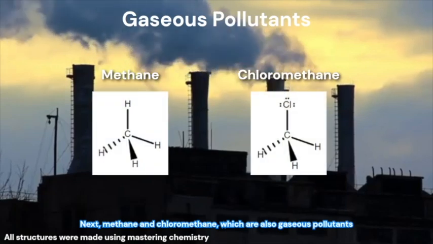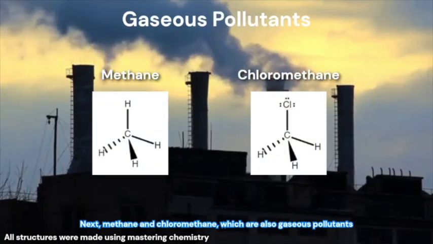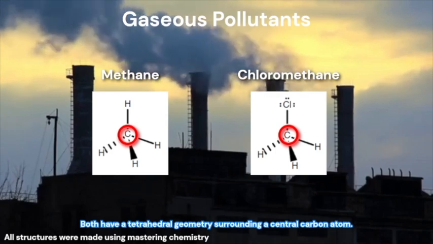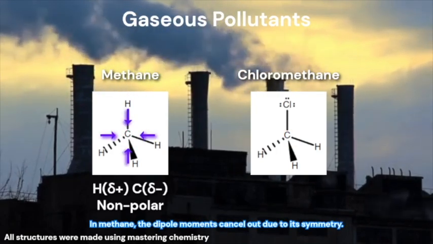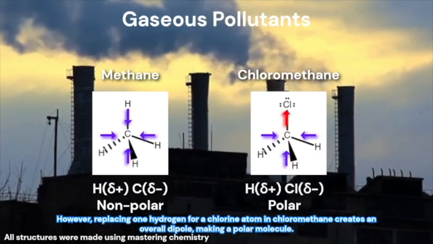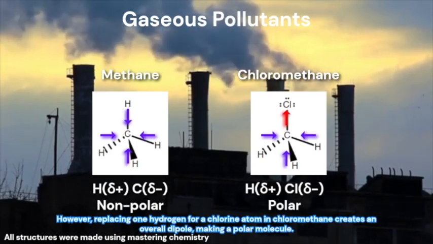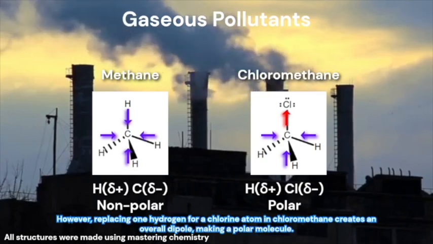Next, methane and chloromethane, which are also gaseous pollutants, both have a tetrahedral geometry surrounding a central carbon atom. In methane, the dipole moments cancel out due to its symmetry. However, replacing one hydrogen for a chlorine atom in chloromethane creates an overall dipole, making a polar molecule.